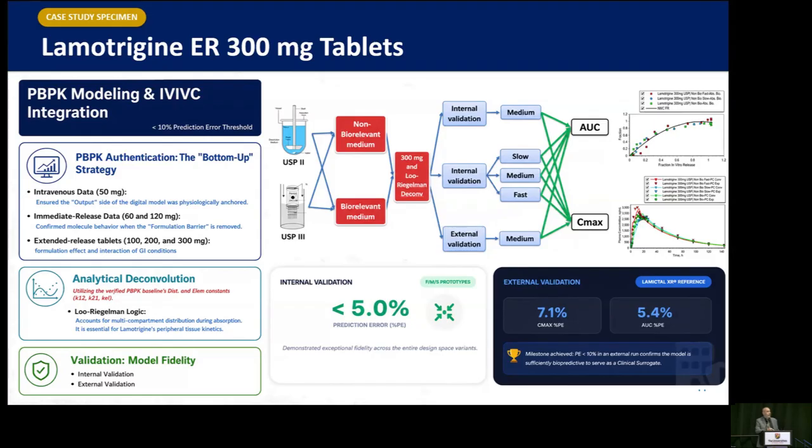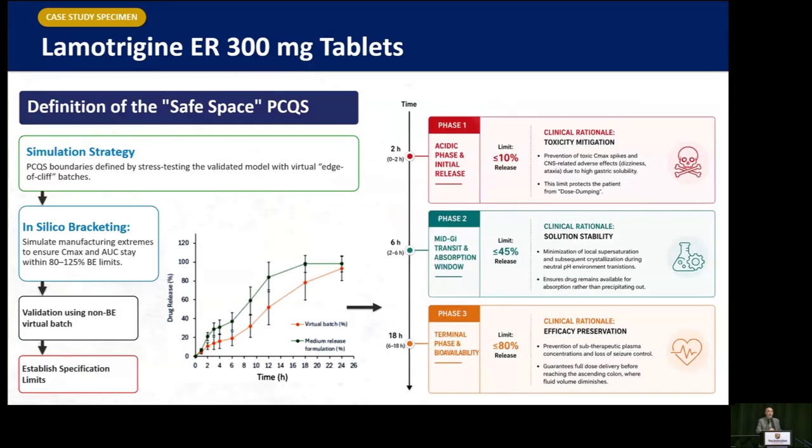And we found that we can have a nice IVIVC here, and we were able to predict the low, medium, and fast release formulations with an acceptable internal validation prediction error of less than 5%. And for external validation, the prediction error is still acceptable. It is below 7%, or 5.4%. So our next step here is how we can define the safe space. For the safe space, it needs a simulation strategy.